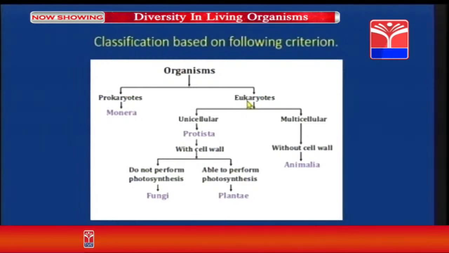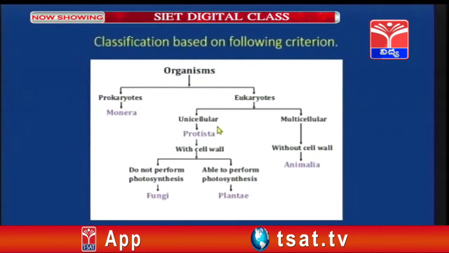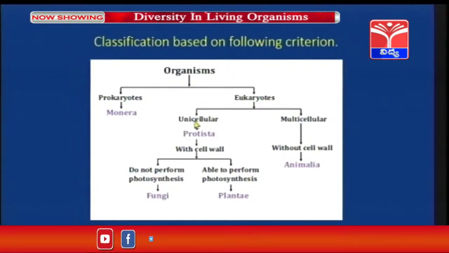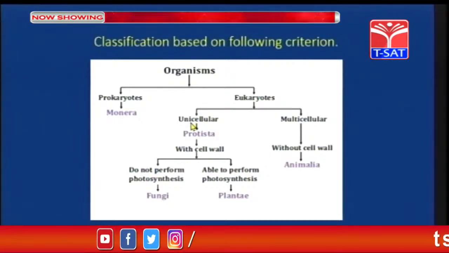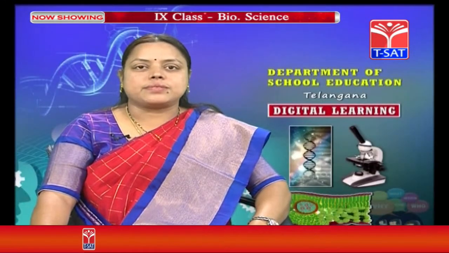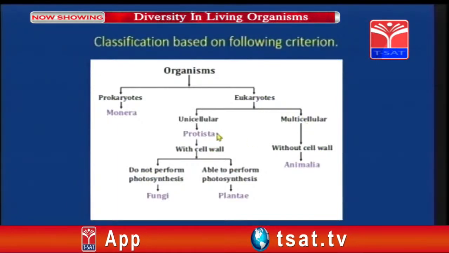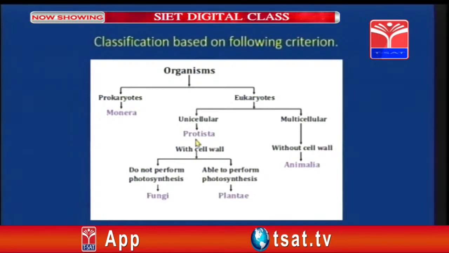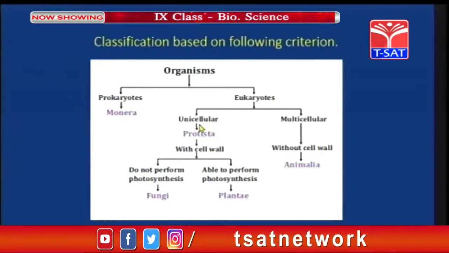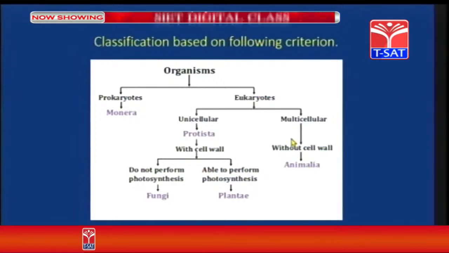So children, in eukaryotes we have 2 other types of cells, that is the second criterion: unicellular organisms and multicellular organisms. As you all know, because we studied in our lower classes also, unicellular organism means single-celled organisms. Multicellular organism means many-celled organisms. Protista come under unicellular organisms, whereas in multicellular organisms, animals are considered.